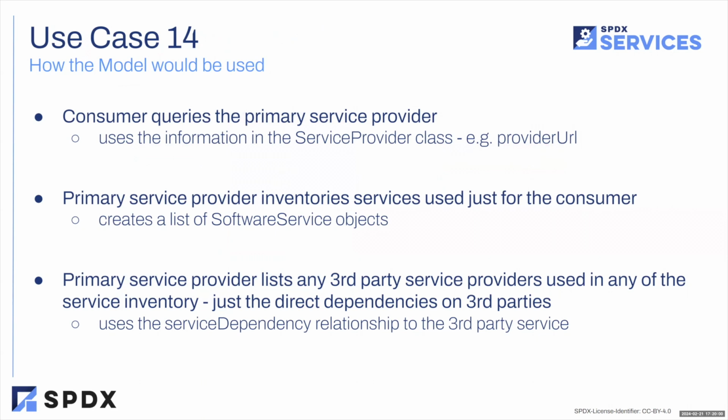So this is how it would actually be used. When the consumer queries the primary service provider, they would use the service provider class and the provider URL so that it could identify it. When the primary service provider inventories their services, it would create a list of service objects. And then when it provides the third party, it could use the service dependency relationships to further extend into dependencies of dependencies. So that gives it a little bit of an idea.